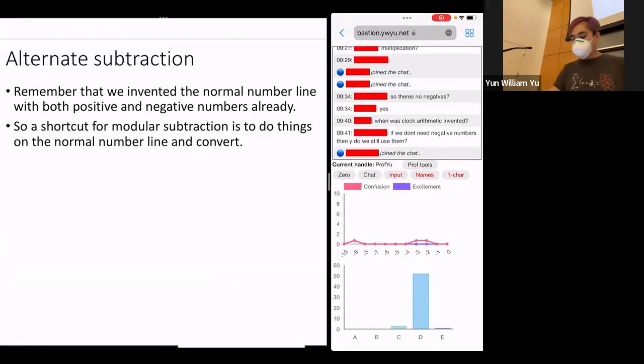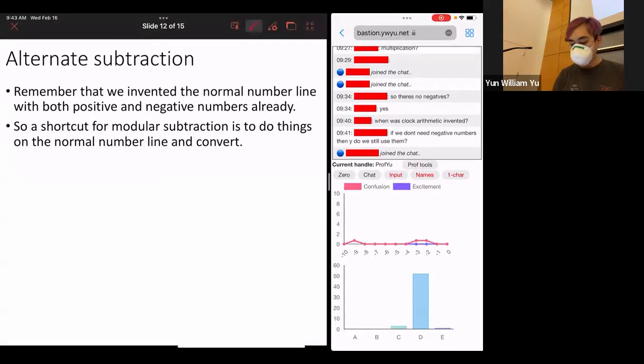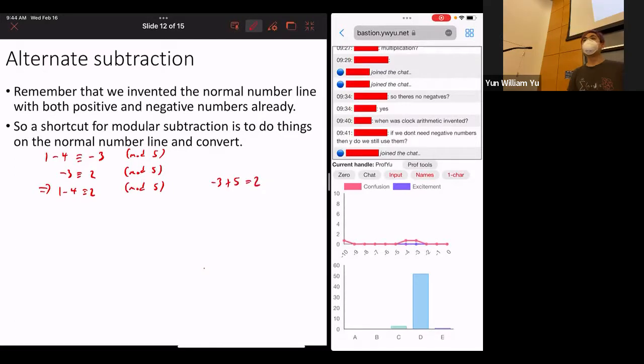So a shortcut is to do things on the normal number line and convert. So 1 minus 4 is equivalent to minus 3 mod 5. And we know that minus 3 is equivalent to 2 mod 5. So that means 1 minus 4 is equivalent to 2 mod 5. You'll notice that's because minus 3 plus 5 is equal to 2. Anytime you take a step of 5, that's equivalent to doing nothing.